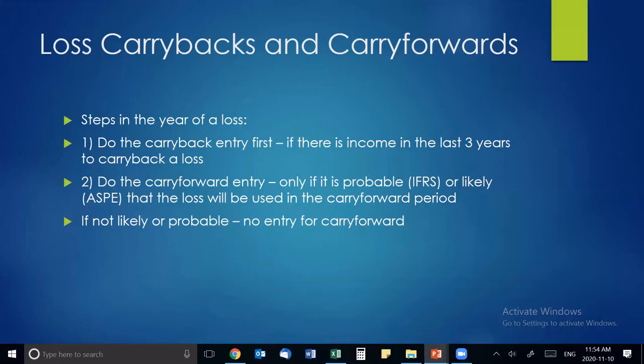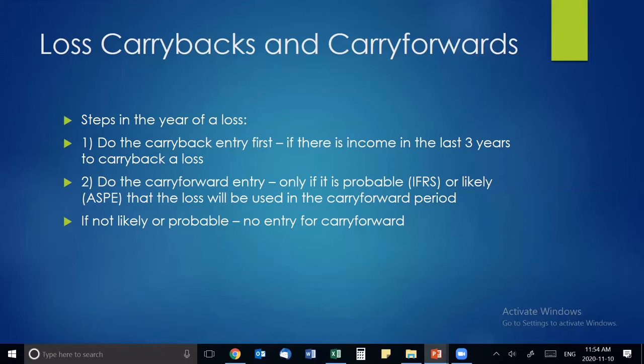So you want to try to carry back first. Then what we do is, after you've carried the loss back and used it to offset the income in the last 3 years, check if you have any loss left over. If you have any loss left over, then you would do number 2, which is the carry forward entry.